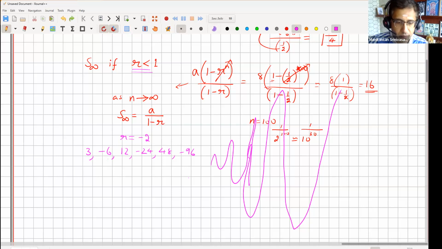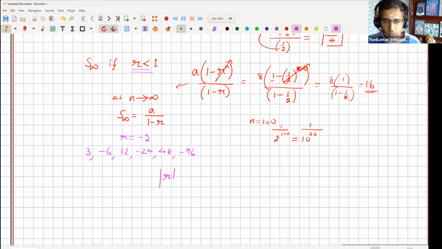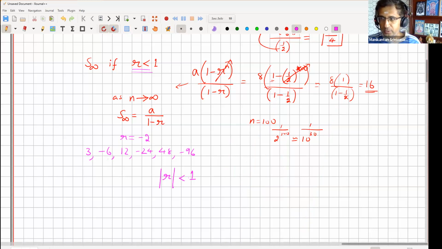So it's not enough to say R is less than 1. R should be less than 1 in magnitude. So R can be negative, no problem. But it should be less than 1 in magnitude. R can be minus 3/4, for example, right?